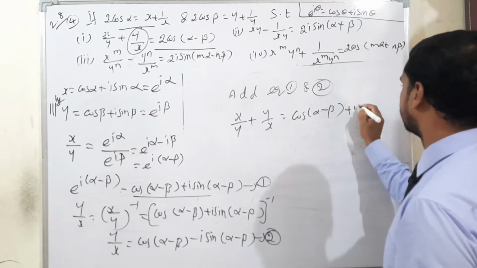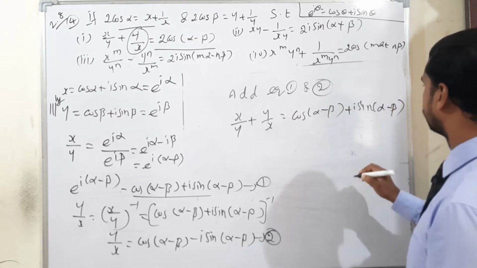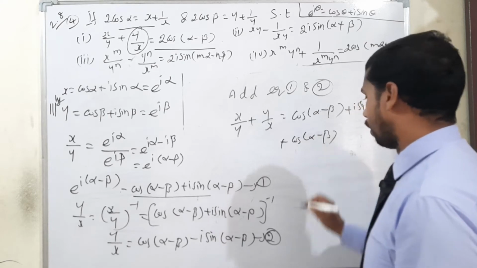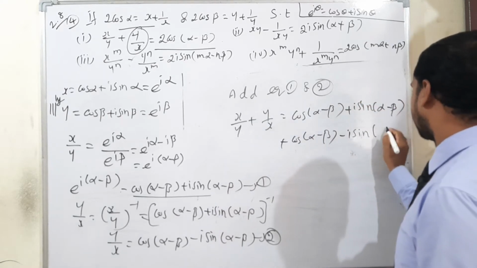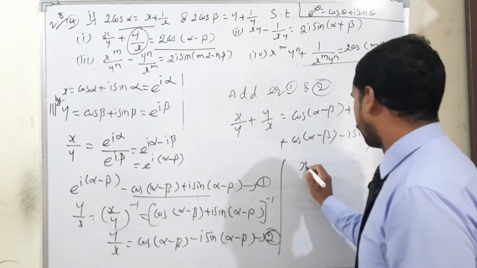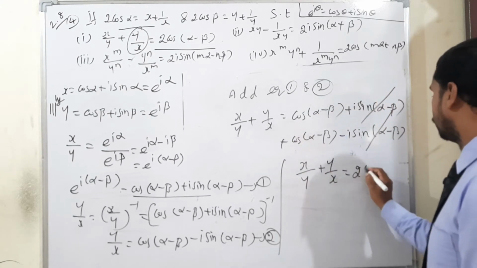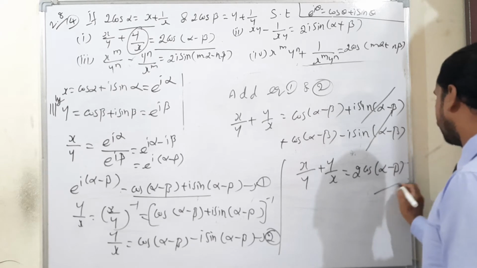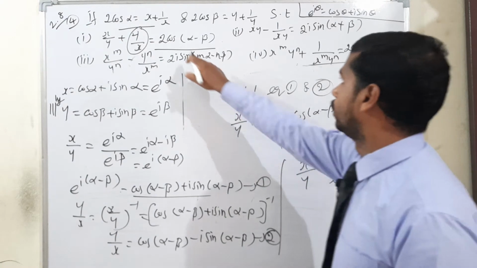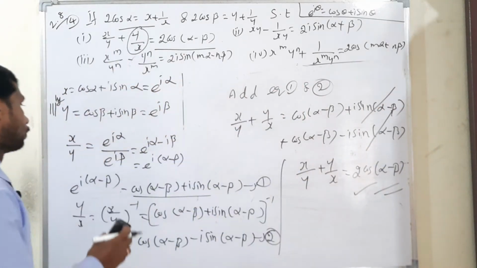Equation number 1 plus i sin alpha minus beta. Next one, plus cos of alpha minus beta minus i sin alpha minus beta. See, plus i sin and minus i sin cancel. So the first one, x by y plus y by x, is equal to cos plus cos, which means 2 cos of alpha minus beta. See, the first one, x by y plus y by x is equal to 2 cos alpha minus beta. So the first condition is over. Moving to subdivision 2.